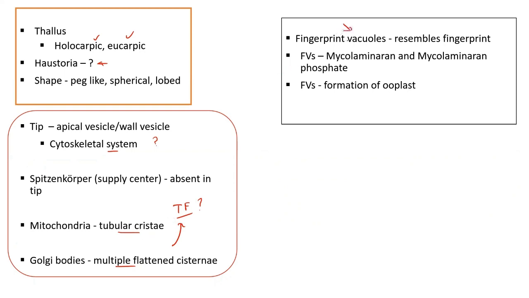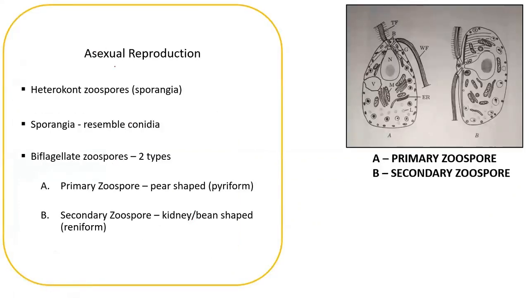Then fingerprint vacuoles. What are these fingerprint vacuoles? And they contain mycolaminarin and mycolaminarin phosphate. These are involved in the formation of a vacuole inside the vacuole of the egg cell or the oosphere, which is called as ooplast. Then you should be knowing about the asexual reproduction. It is by heterokont zoospore. What are heterokont zoospores? And these sporangia, why do they resemble conidia? Because they are produced in chains. Then biflagellate zoospores can be of two types, that is primary zoospore and secondary zoospore.